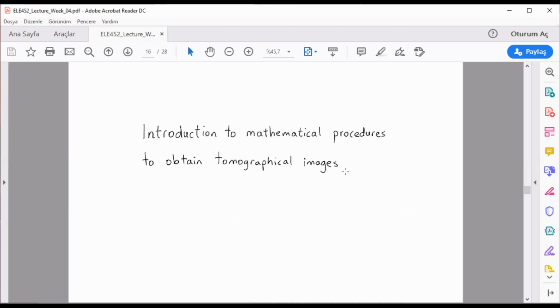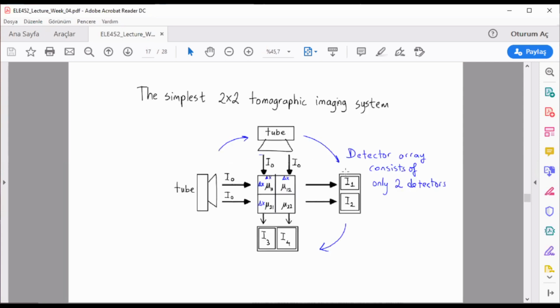Let's have a very basic introduction to the mathematical operations, because computerized tomography systems utilize these mathematical operations. And what kind of operations do they involve? Of course, those are matrix operations.